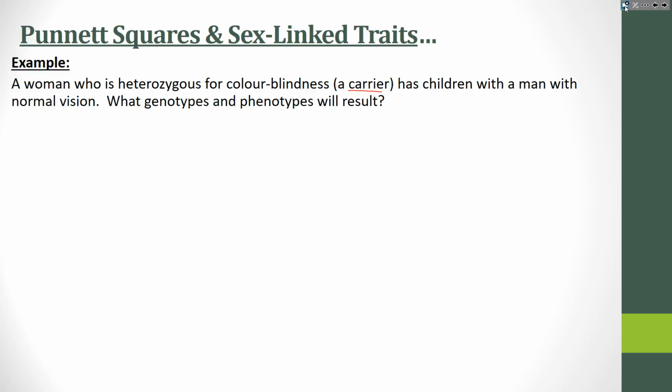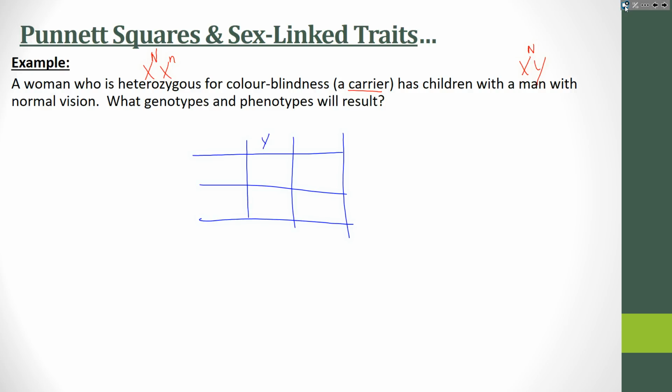She's a woman, so I'm going to write down the X chromosomes. And she's heterozygous for colorblindness, so that means she has a normal gene and a colorblind gene. And the man is XY, and he is normal. So he'll have a normal gene on his X chromosome, and there's nothing on the Y because it's only on the X. So now we're going to cross these two individuals. Let's put dad here and mom here. So now we're going to cross and see what we get.